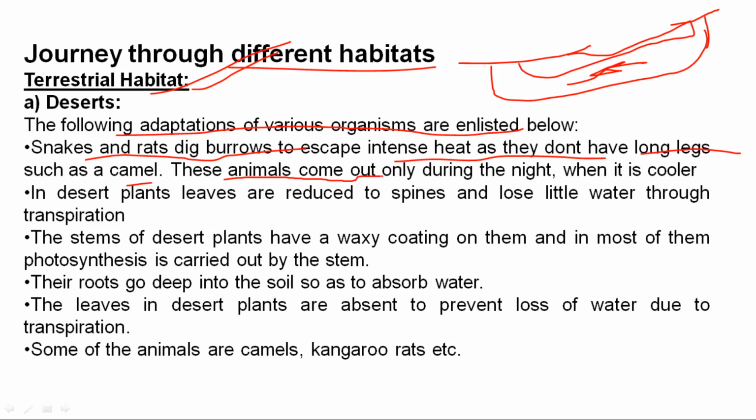These animals come out only during night when it is cooler. In desert plants, leaves are reduced to spines and lose little water through transpiration.